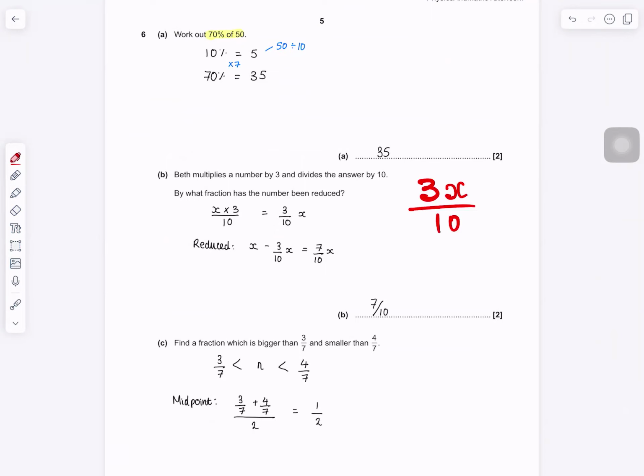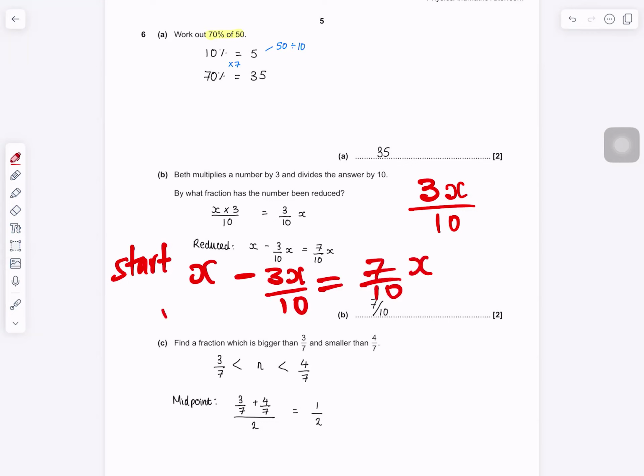So you multiply by 3 and divide by 10. So the answer, you get 3x over 10. So if you start with x, and then you minus 3x over 10, you get 7 over 10. It's like 1 minus 3 over 10. Does that make sense? Yep. Yeah. It's reduced by 7 over 10.